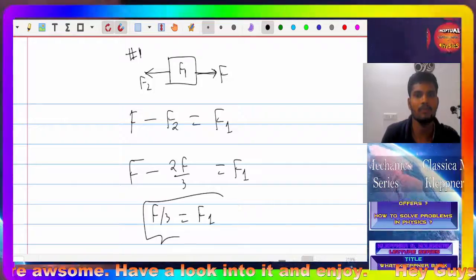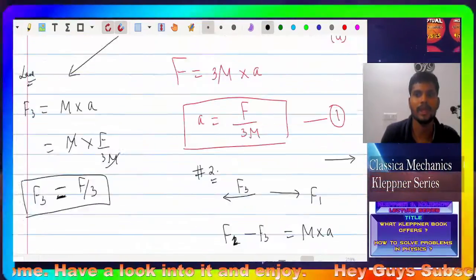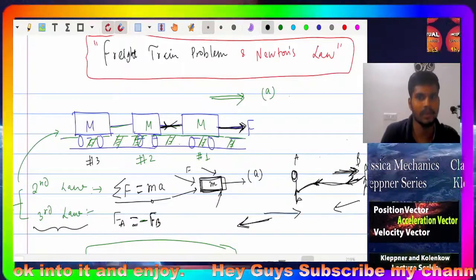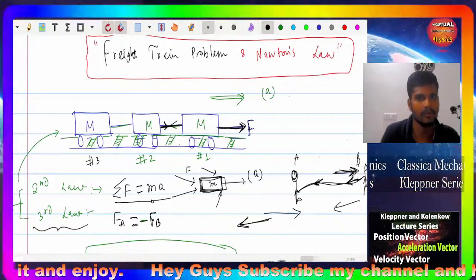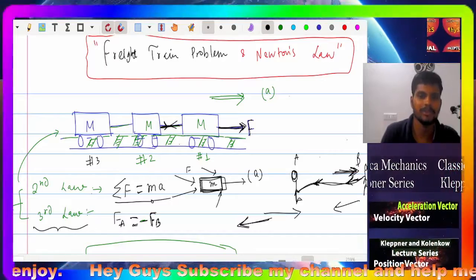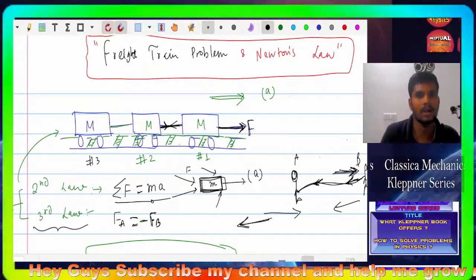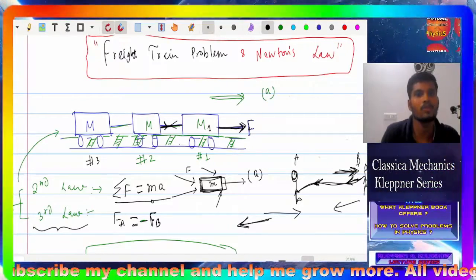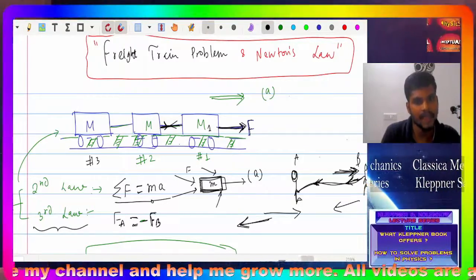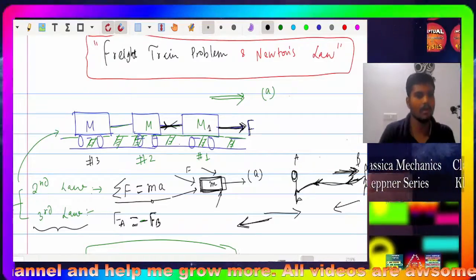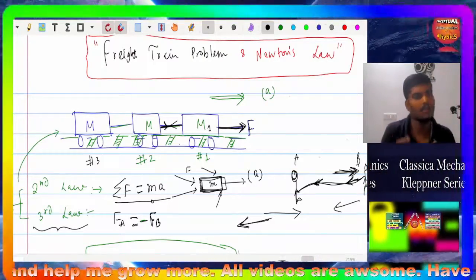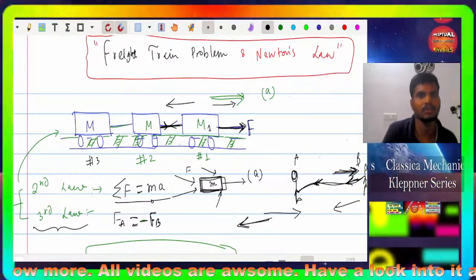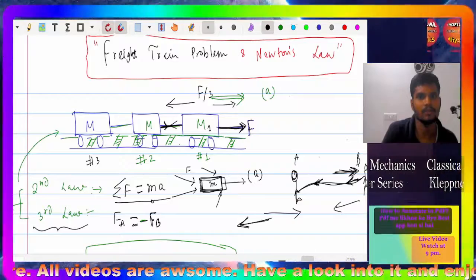So F1, how much force is actually applying? You cannot simply write that, because it is attached to the engine, so it is having some force F. So is the force experienced by this coach 1 only F? No, because it is again pulled by the other coaches also. So these other coaches are acting with some force, pulling it. So it is experiencing two kinds of force. One force is there, one force is there. Therefore the resultant force is F by 3.